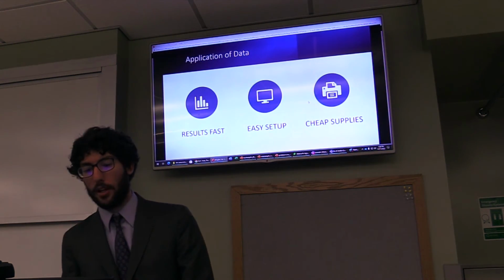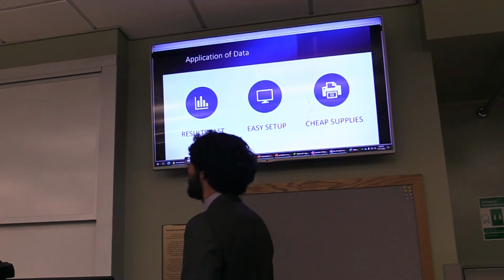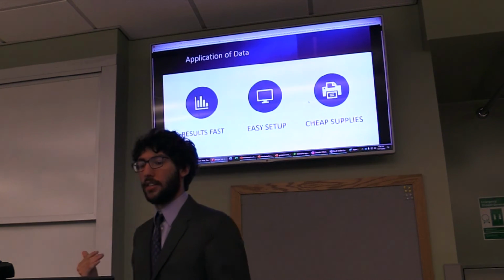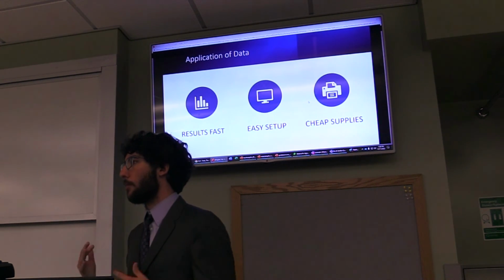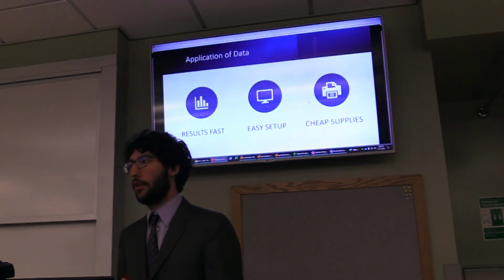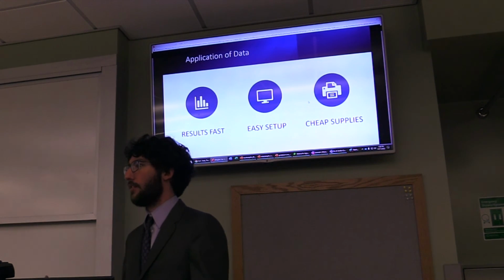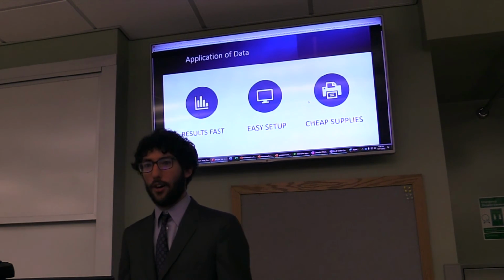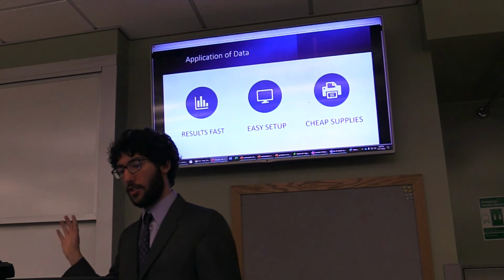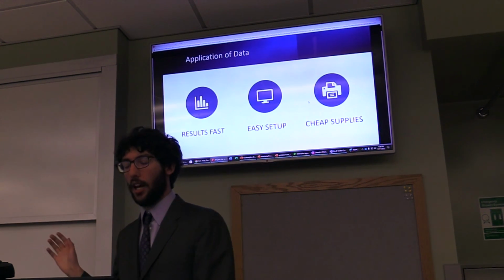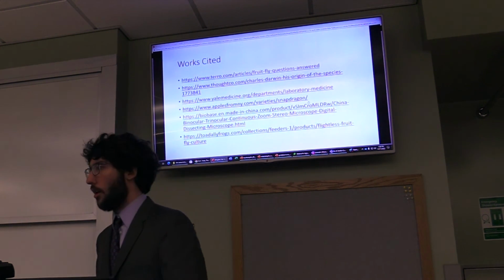And then for the applications, the results were fast. I was very satisfied with how quickly things came around. And then it's an easy setup. Most of this stuff you can find in your own house, other than the flies, which only cost like $20 if you get them on Carolina.com. So that's a really easy thing to come by. And like I said, it's very cheap, very easy to get. And that is it.